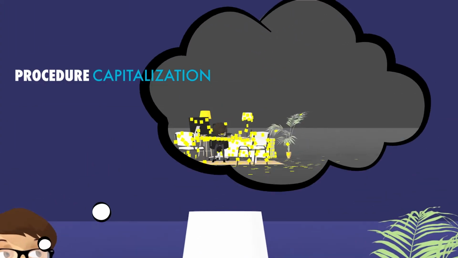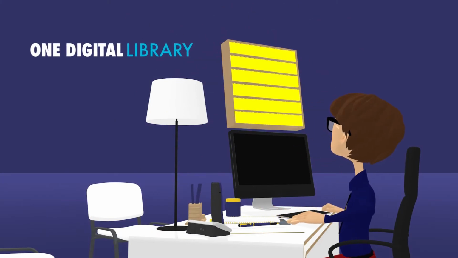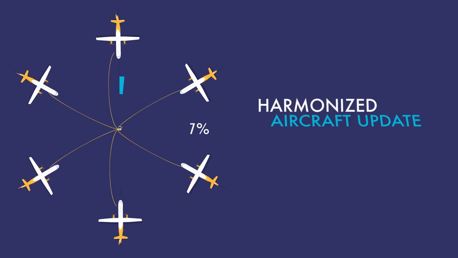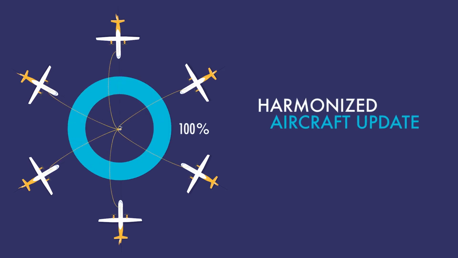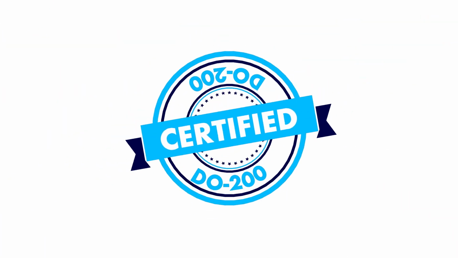Organization is precious. Thanks to eCheckList service, your specific procedures are now capitalized in your normal operational process, registered in a unique digital library. Your normal operational process is harmonized for all your aircraft. Peace of mind with Thales certified production chain.